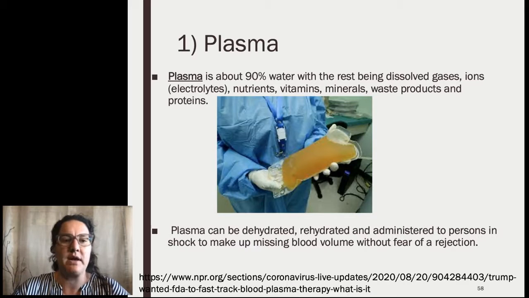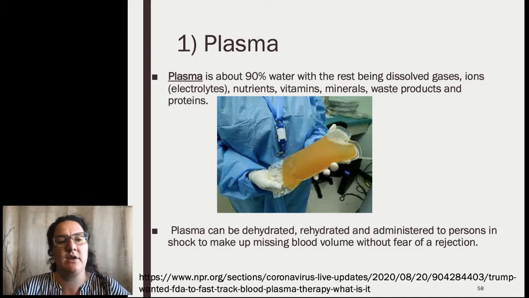Plasma is about 90% water, with the rest being dissolved gases, electrolytes, nutrients, vitamins, minerals, waste products, and proteins. Plasma can be dehydrated and rehydrated to be administered to people at locations far away from where it was first donated. It can be given to people in shock to make up for missing blood volume without fear of rejection. So it doesn't matter what people's blood type is.